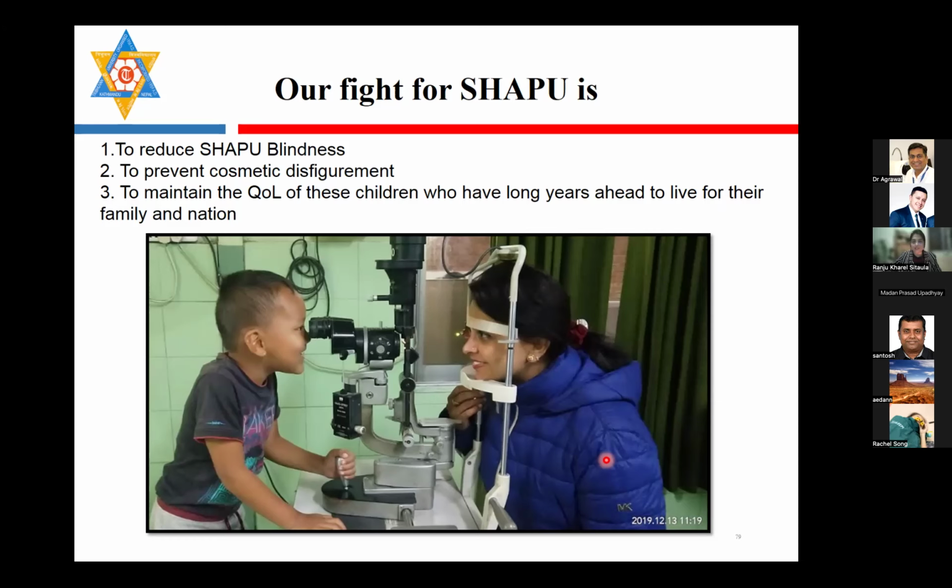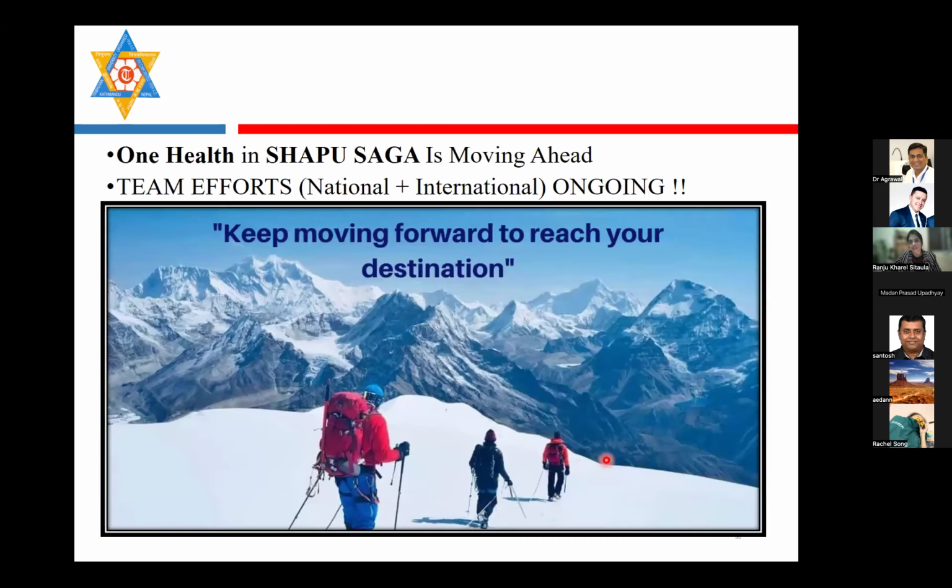This is a child with SHAPU who lost one eye. Every day I used to examine his eye during the time he had the disease, and he said that one day he wanted to be an ophthalmologist like me and examine my eye. He tried examining my eyes, and that gave him happiness. But I am very sorry to say that we could not save the sight of his eye, and we couldn't save it from cosmetic disfigurement. So we are fighting so that this does not happen again.